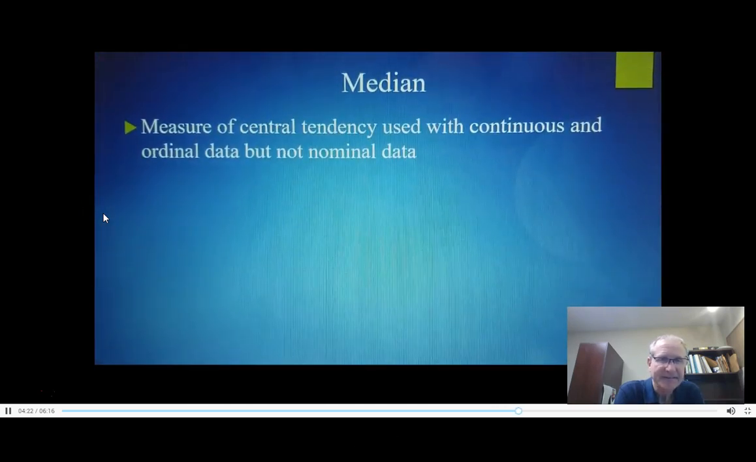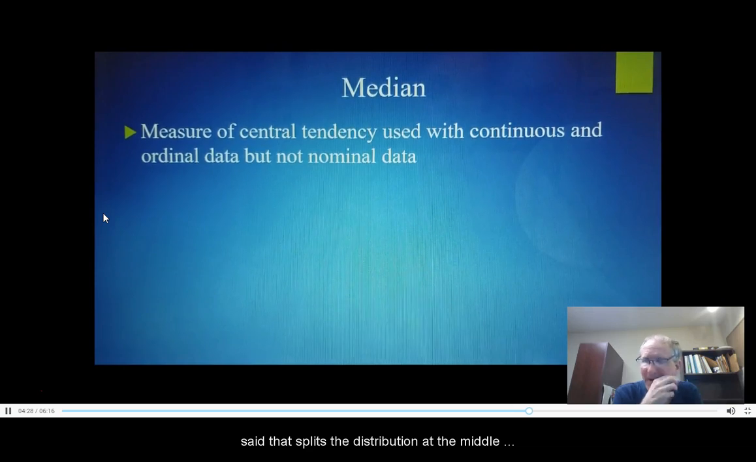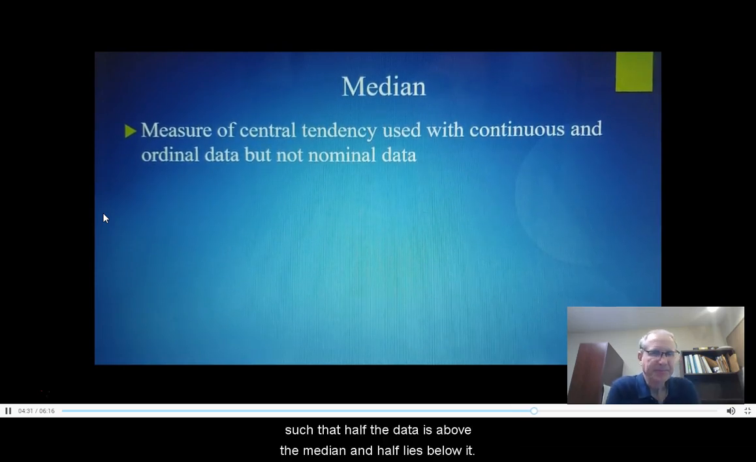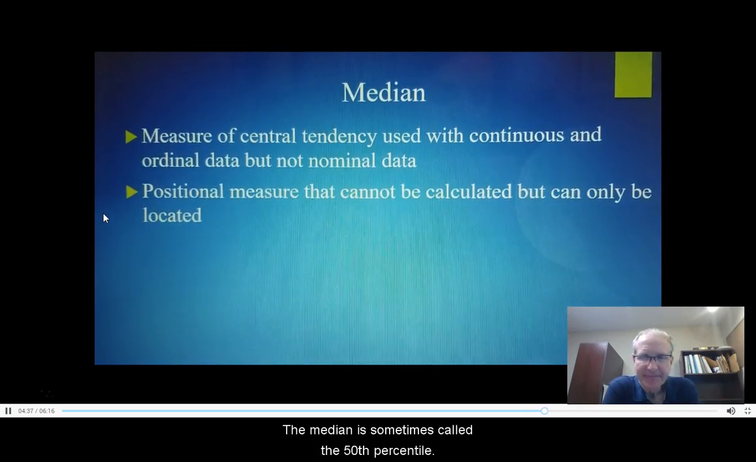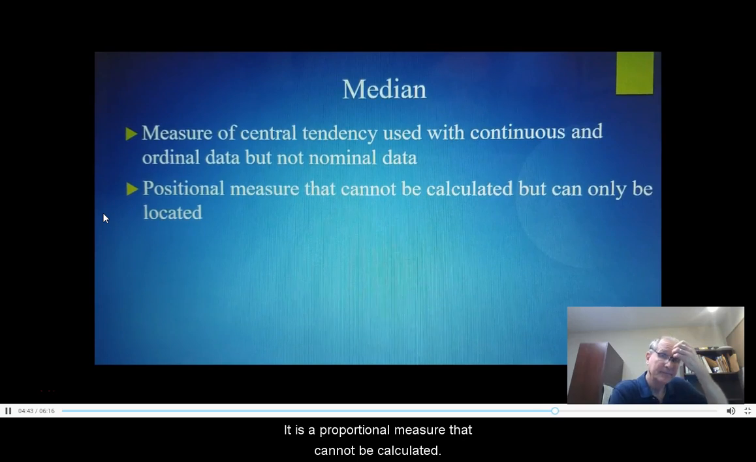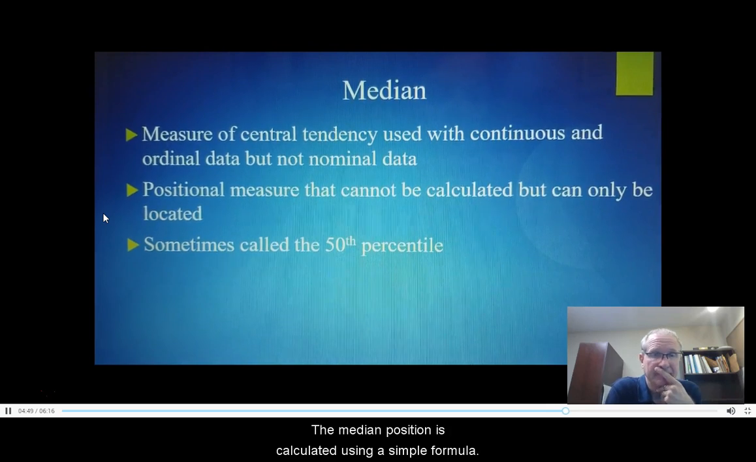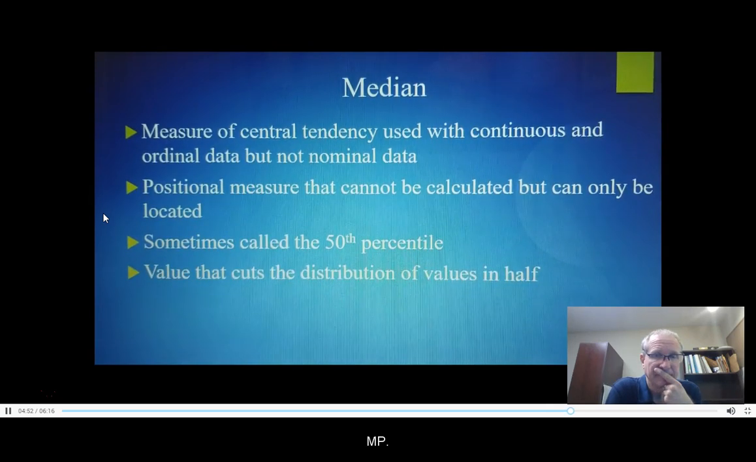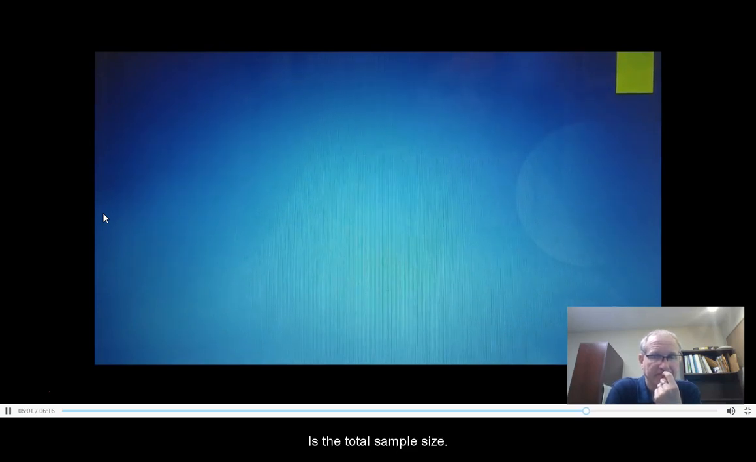Median. The median alludes to the value in a data distribution set that splits the distribution at the middle, such that half the data is above the median and half lies below it. The median is sometimes called the 50th percentile. It is a positional measure that cannot be calculated from categories. The median position is calculated using a simple formula. MP equals (n plus 1) divided by 2, where n is the total sample size in the distribution.